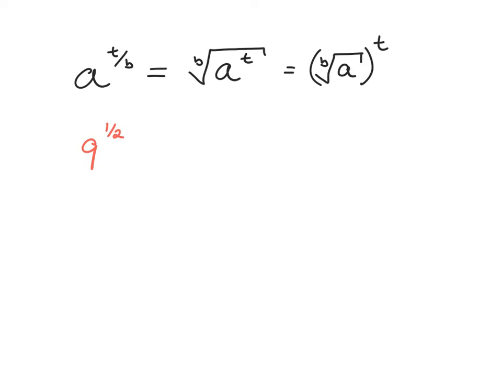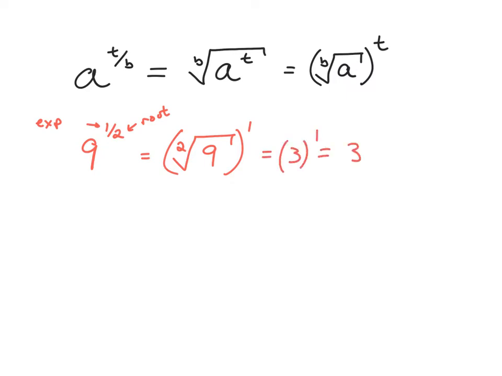Anyway, looking at this example down here, 9 to the 1/2 power, this would be the root and this would be the exponent. So it would look something like this. The second root of 9 to the first power. Well, the second root of 9 is more commonly known as the square root of 9. And the square root of 9 is something that makes a heck of a lot more sense to most people. So the square root of 9 is 3. 3 to the first power is just 3.